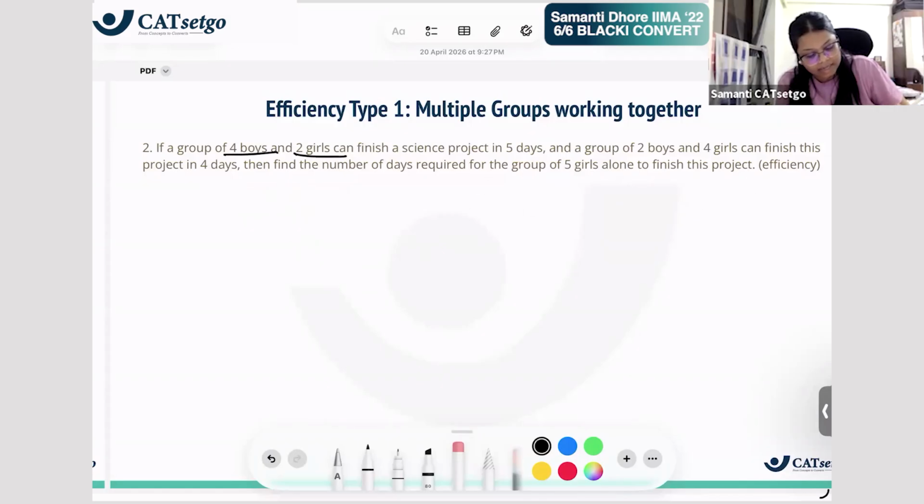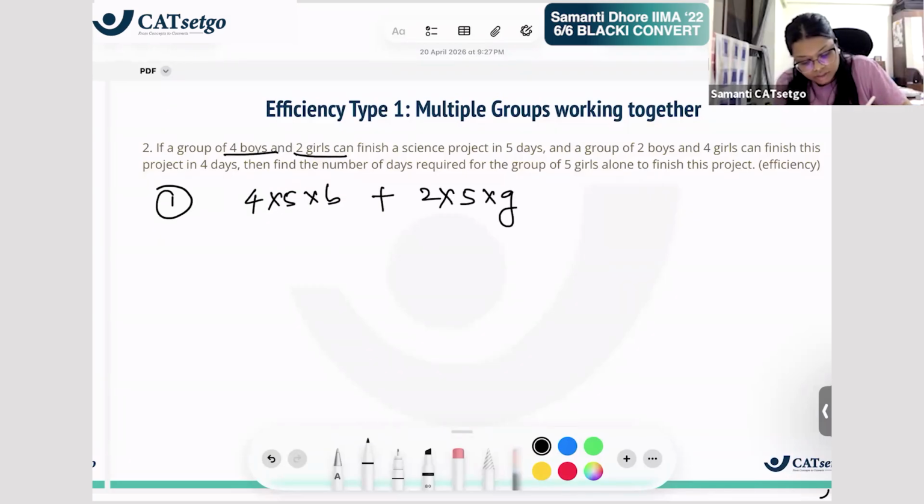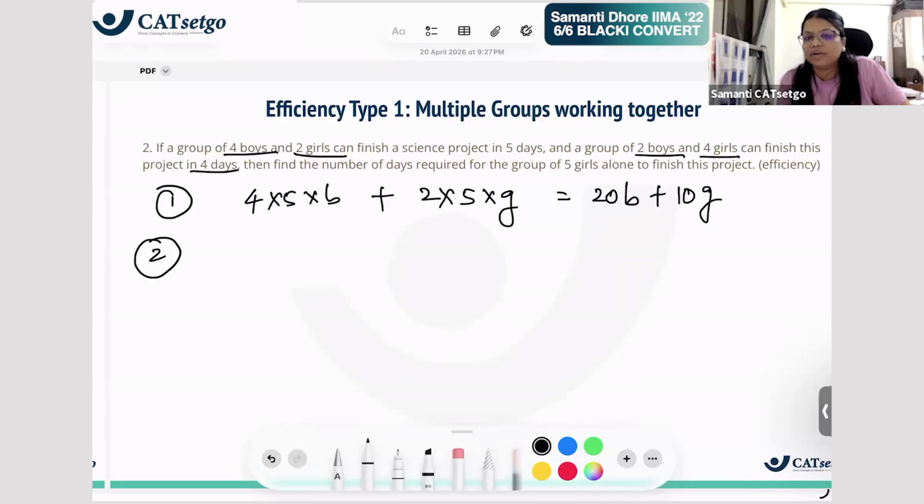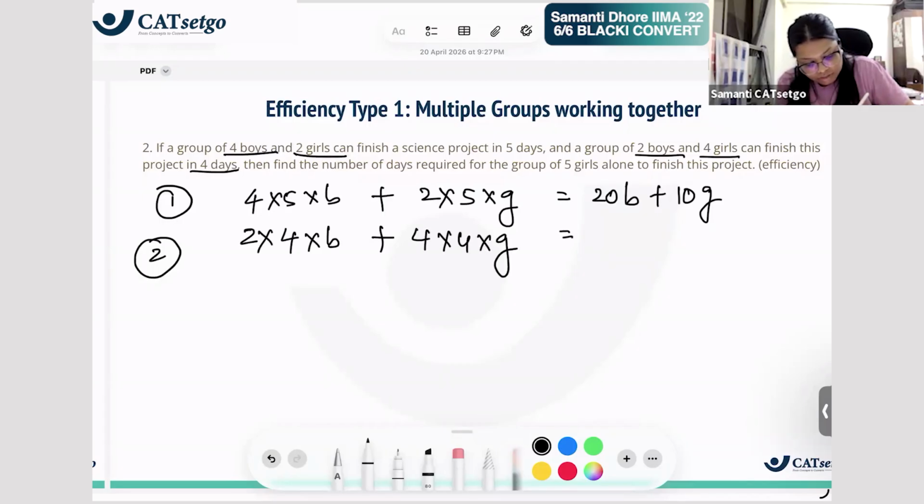But at least at the start, if I say directly, the first group's work will be, let me write it: 4 into 5 into b plus 2 into 5 days into g, which is 20b plus 10g. This is the first group's work. The second group: a group of 2 boys and 4 girls can finish the project in 4 days, right? So 2 boys into 4 days into their efficiency plus 4 girls into 4 days into their efficiency. This is 8b plus 16g, right?